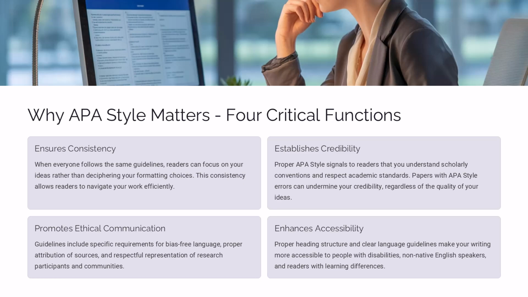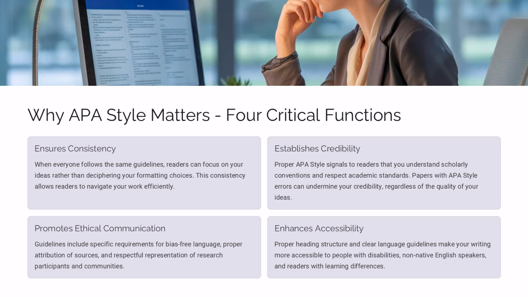Third, APA style promotes ethical communication and academic integrity. The guidelines include specific requirements for bias-free language, proper attribution of sources, and respectful representation of research participants and communities. These aren't merely political correctness requirements. They reflect fundamental ethical principles of scholarly inquiry. APA style helps you communicate with respect for human dignity, cultural diversity, and intellectual honesty.